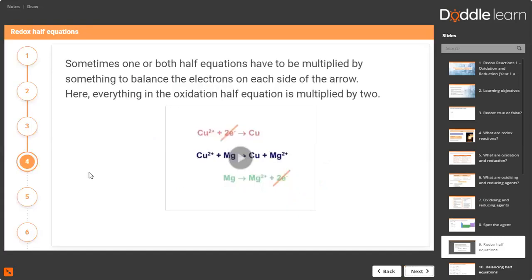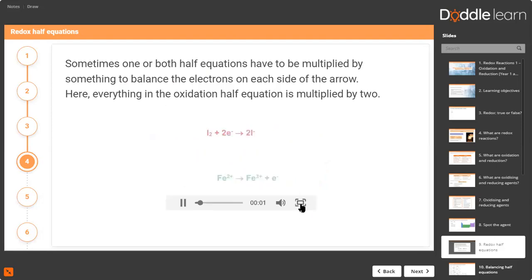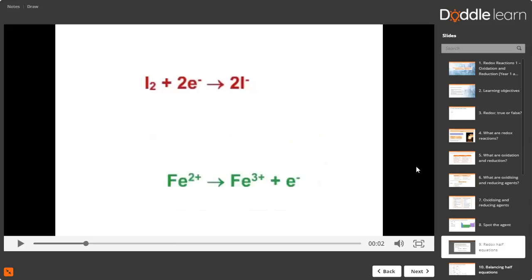Sometimes, and this is where it gets interesting, one or both of our half equations have to be multiplied by something to balance our electrons on each side of the arrow. For that one, we didn't need to do that, but we're going to look at a different example now, where we're going to need to multiply them by 2. So for example, we've got iodine ions, and 2 electrons goes to 2I-.